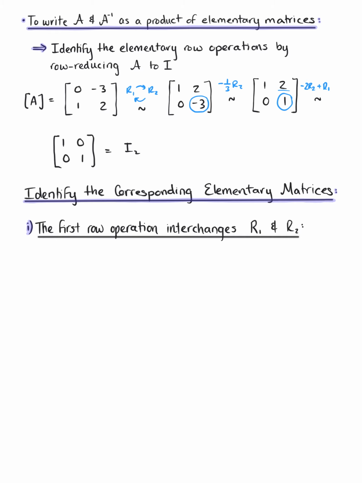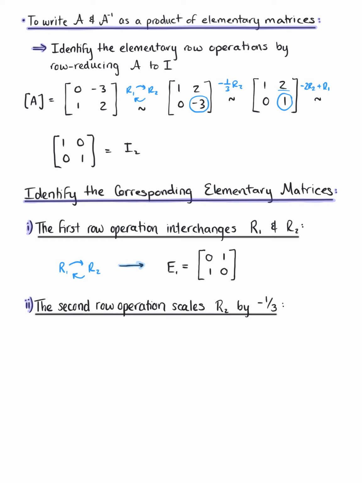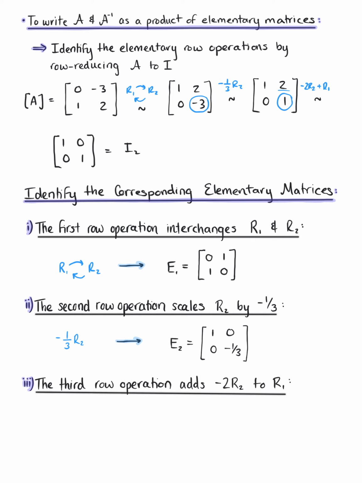So observe that the first operation interchanges the first and second rows, producing the elementary matrix 0, 1, 1, 0. The second operation scales the second row by a factor of -1/3, producing the corresponding elementary matrix 1, 0, 0, -1/3. And our third operation adds -2 times the second row to the first row, which produces the corresponding elementary matrix 1, -2, 0, 1.